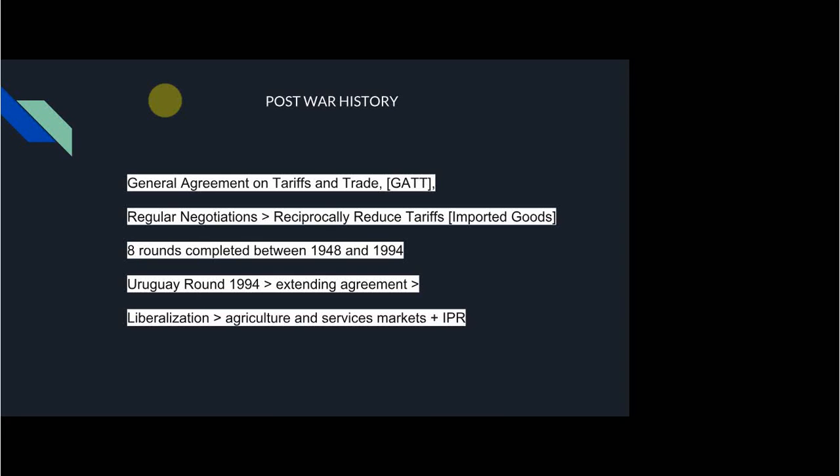So if you see, this is what happened. You see the progress: after the Bretton Woods Agreement, you set up GATT, you go through several rounds of negotiations trying to bring down tariffs on goods. And then in 1994, you extend the scope of those trade liberalization measures to not just goods, but also services and agriculture, and also intellectual property rights. So the world is moving slowly towards freer and freer trade.